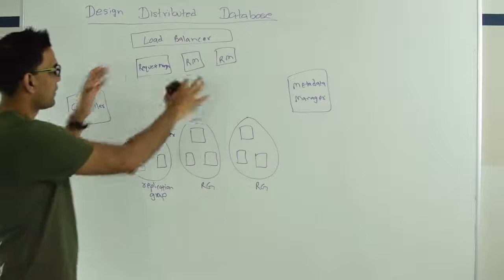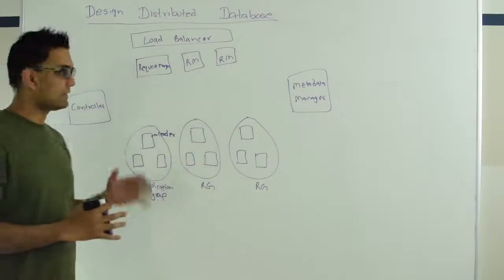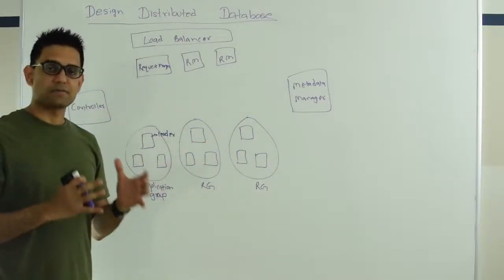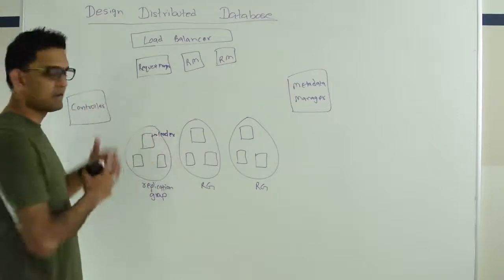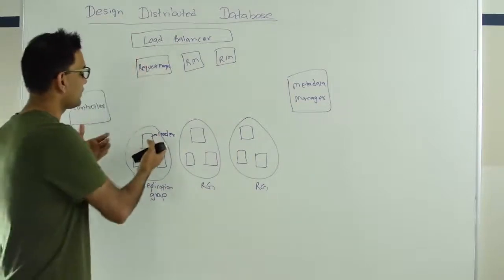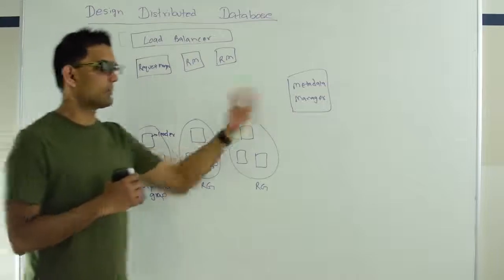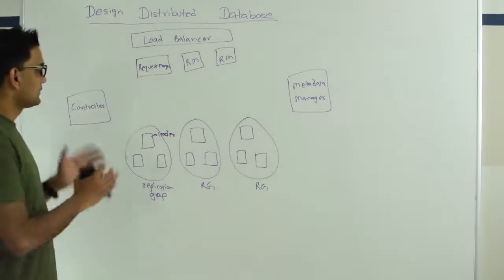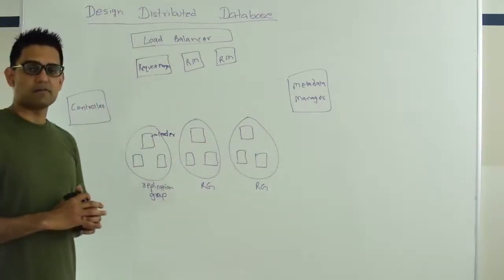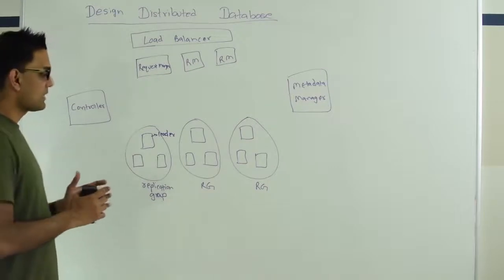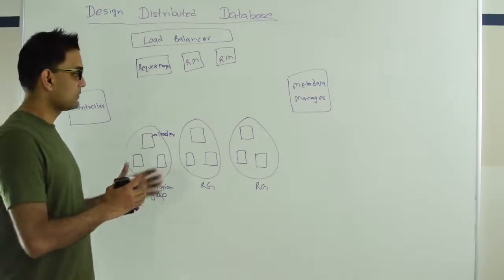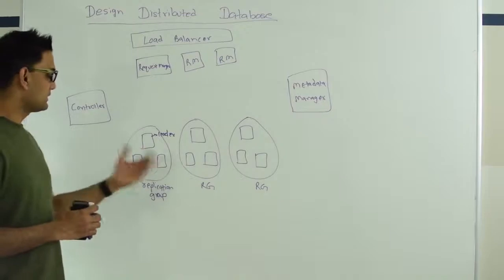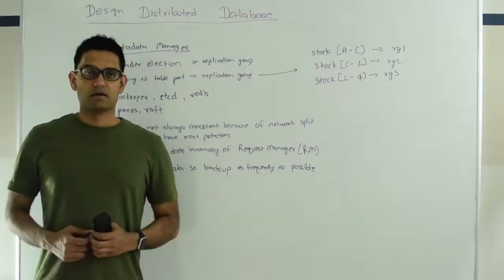And although I have drawn different boxes here, it's possible that one actual physical host could be playing multiple roles. It could be a request manager, it could also be a replication group owner, it could be a metadata manager. So this is the overall high-level view. Next, let's start digging into more details about metadata manager and this replication group.